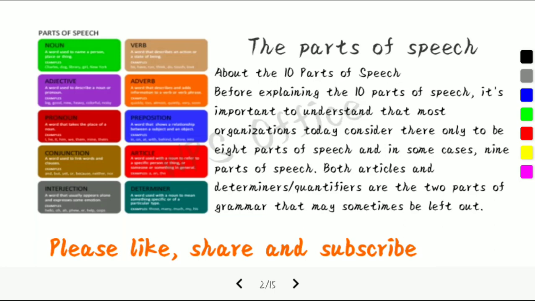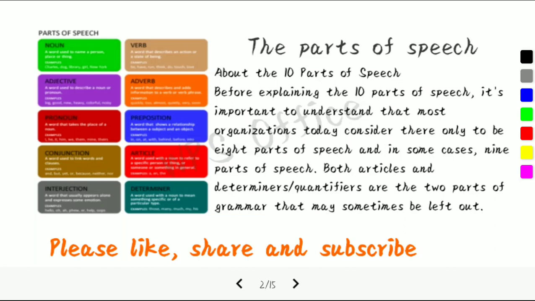So, till now we have studied parts of speech. There are 8 parts of speech. But today I'm going to tell you that there are 10 parts of speech. Some of the books and some of the teachers will be teaching that there are 9 parts of speech. That is correct. Both are correct. I'm also correct because determiners are also part of the parts of speech.